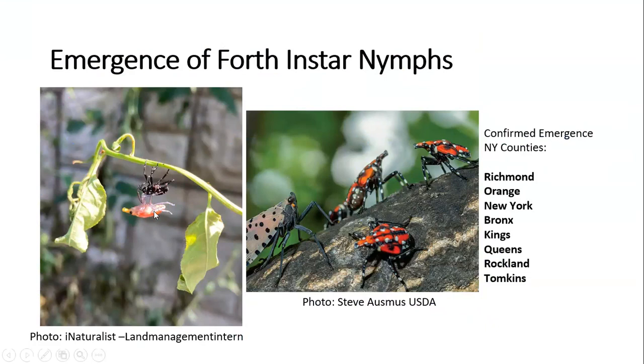And you can see it's perched on this very thin, vine-looking stem. Very easy for it to put its mouth parts into, versus the heavier woody material that the adult here and these fourth instars are perched on now. This photo from the USDA on the right is more likely what we'll see now. You might see a few adults, but you'll see more of the fourth instar red nymphs running around. And again, the counties are Richmond, Orange, New York, which is Manhattan, Bronx, Kings, which is Brooklyn, Queens, Rockland, and that very small area in Tompkins County.